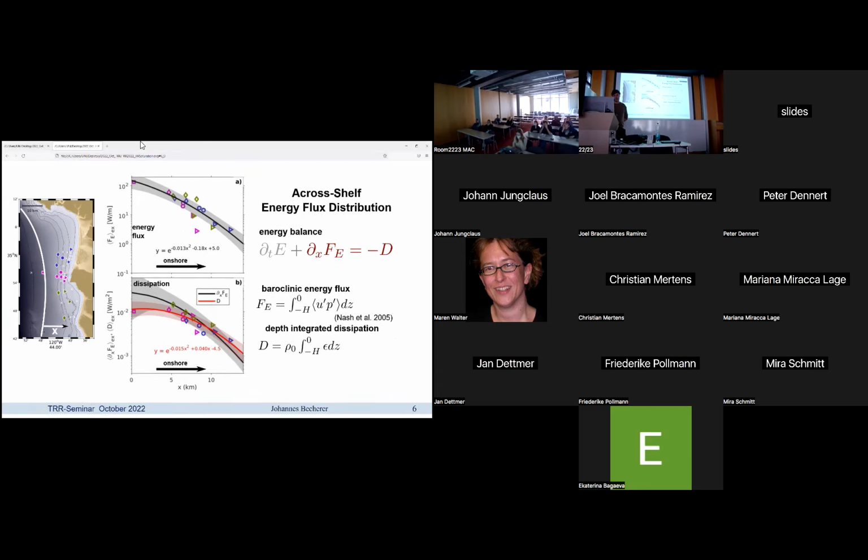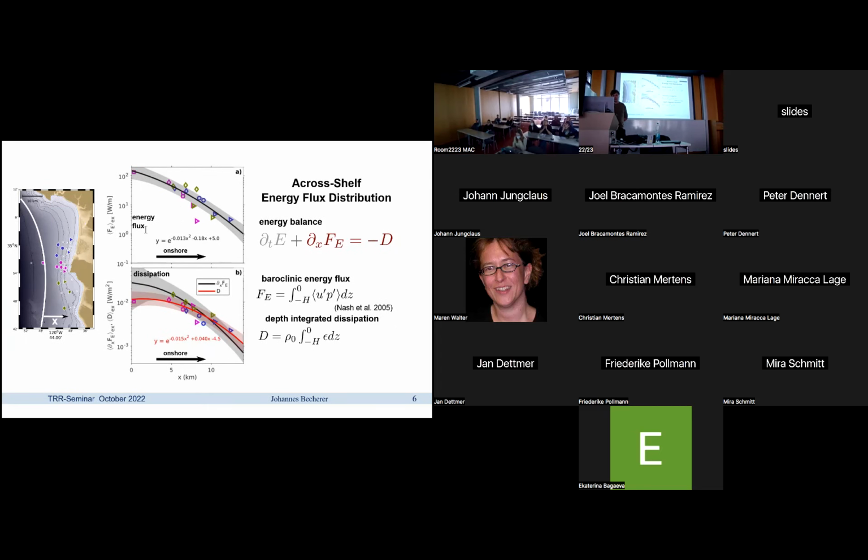So what I did was calculate the onshore energy flux of the internal waves, or the internal tide, if you like, for each of those moorings. Then I plotted it over distance, here on the x-axis, the distance from the 100 meter isobath. This single mooring that we have out here at 100 meters would be sitting right there. And all these other symbols are the other moorings, going further onshore from the 100 meter isobath.